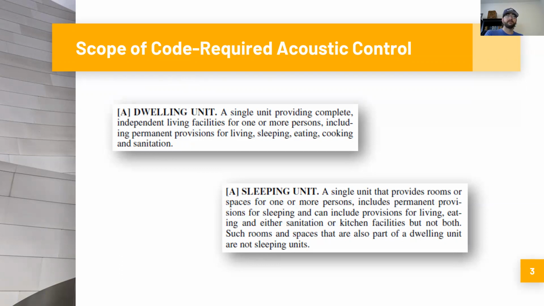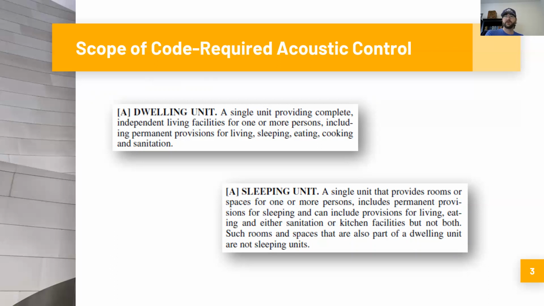Think about motels with very small rooms, like little studio hotel rooms, where there may not be a kitchen in each unit. You open the door and there's a bed and a small toilet room. That would be considered a sleeping unit. So they are residential in nature, of course, because they are intended for people to sleep, be it both in a dwelling and in a sleeping unit. But again, the scope of required acoustic control really is limited to applications such as this.